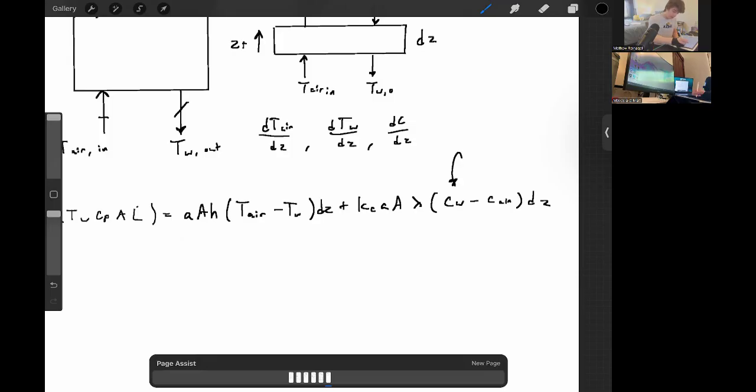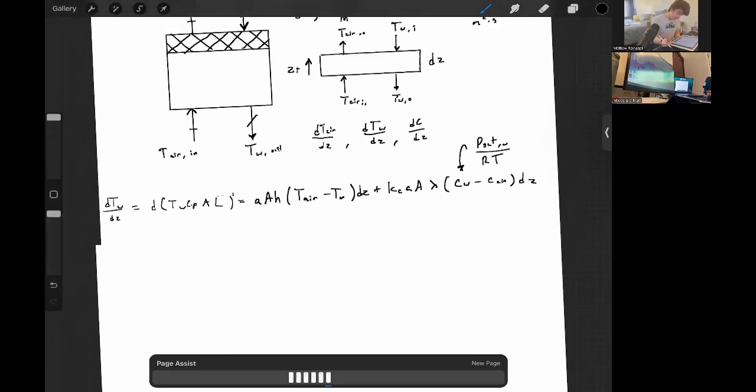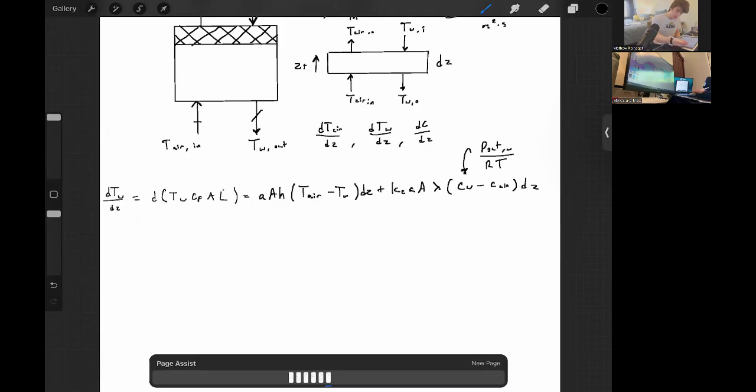For the concentration of water, I'm actually going to make this the saturated pressure of water over the gas constant over T. Remember, concentration is just pressure over gas constant and temperature. So we're just going to do the same thing, but with the saturated temperature of water at this point. To simplify this, this is pretty simple algebra.